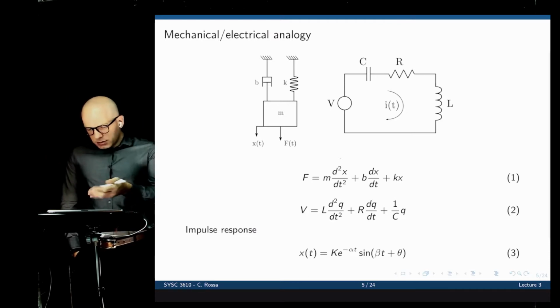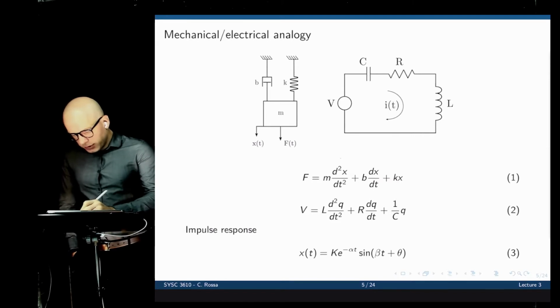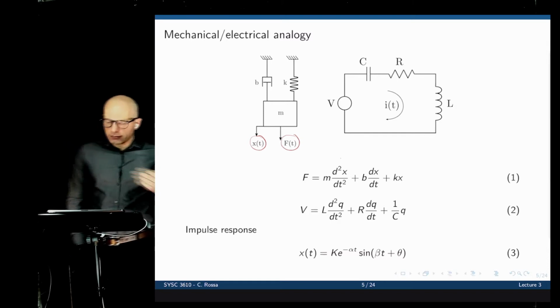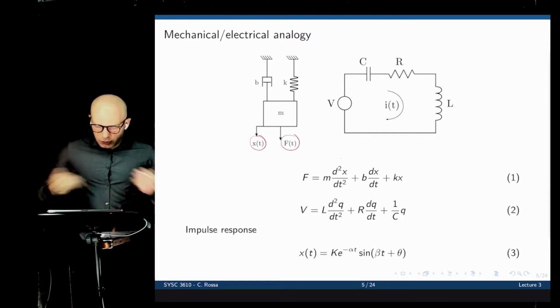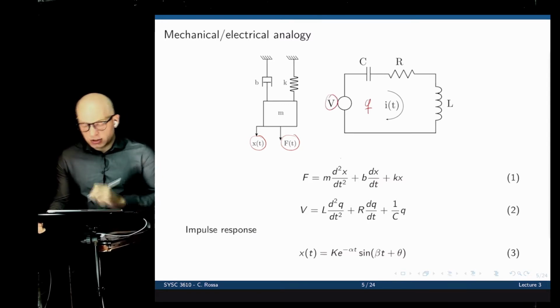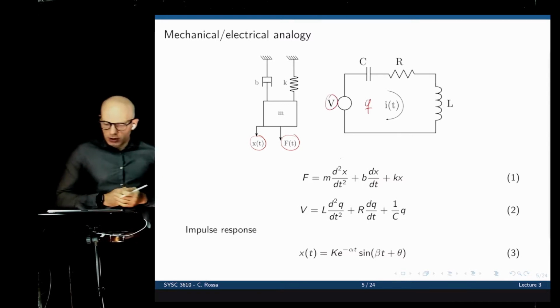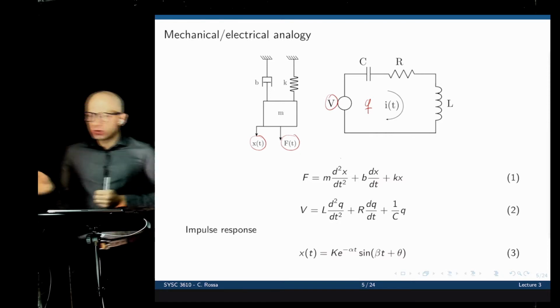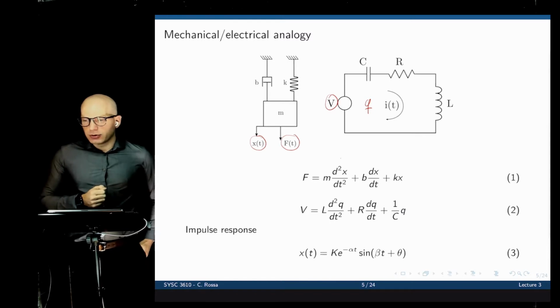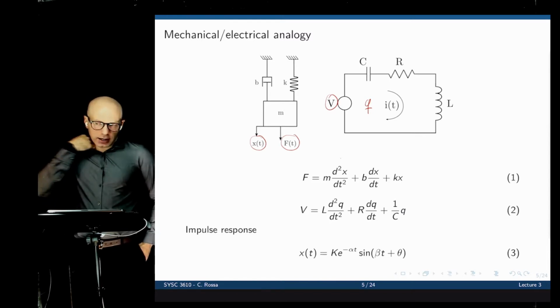So here's the mass spring damper system. We have a displacement, that's our variable of interest here, and we have an input force. And for the circuit we just did, we have the same, and we are interested in the charge and the input voltage. So equation 1 is the equation we derived in the last lecture: F equals m x double dot plus b x dot plus k x.